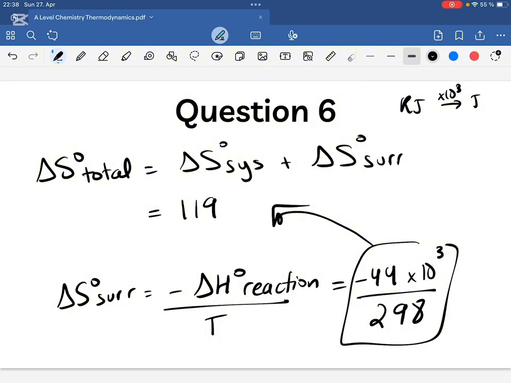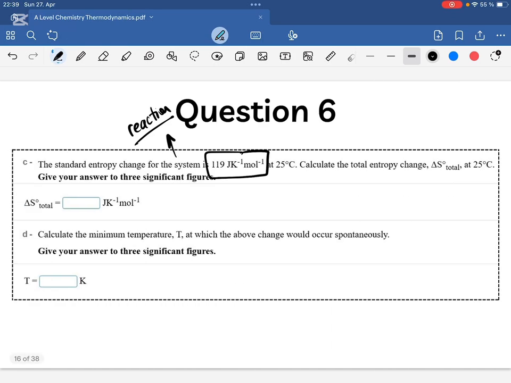So it's going to be 119 minus 44 times 10 to the power of 3 over 298. And the answer is going to be minus 28.7. And they said find delta S total, so it's going to be minus 28.7 joules per Kelvin per mole.